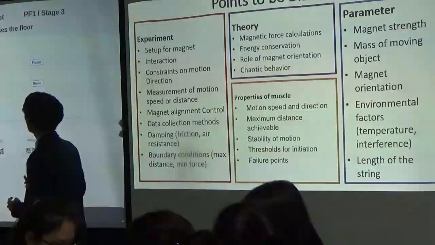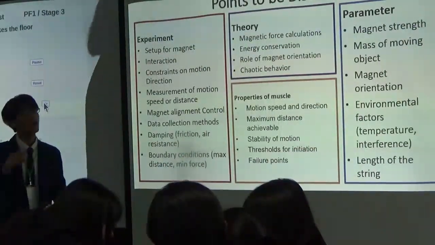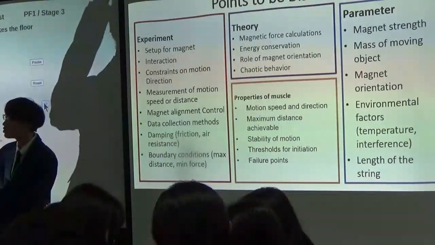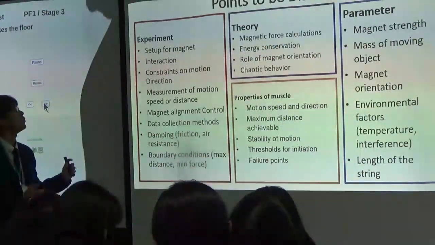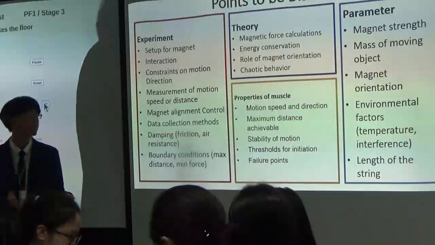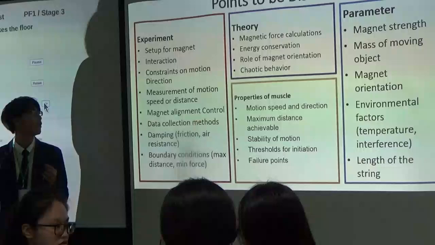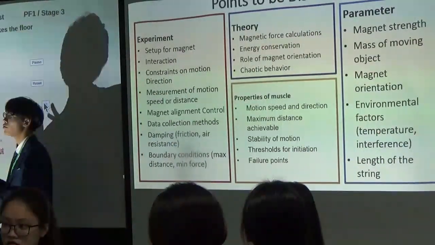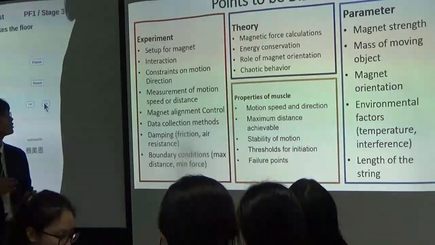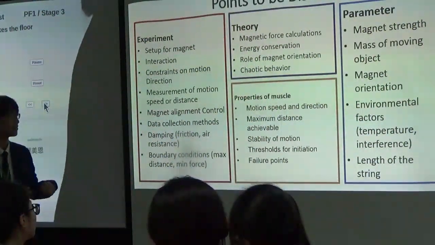And next, the opponent would like to talk about what we will be discussing later. First of all, we would like to talk about the setup for the magnets, both the pendulum and the bottom magnet. And we would like to talk about the interaction between these two magnets, which is the phenomenon itself. And we would also like to talk about the measurement of the motion speed or the distance, how you measure these data. And we also like to talk about the magnet alignment control. How did the opponent ensure that your magnets were aligned with each other?